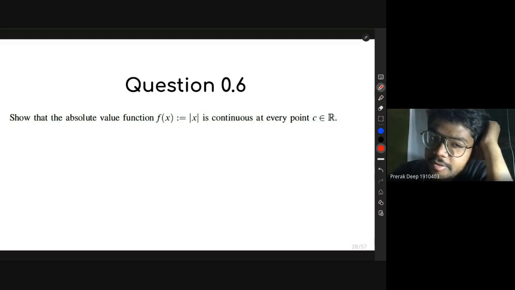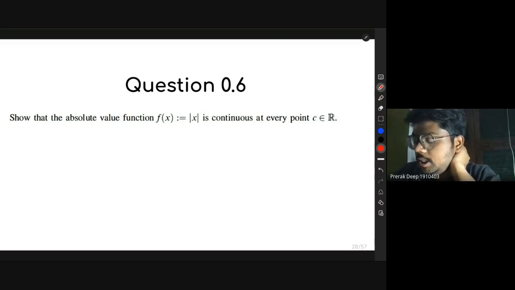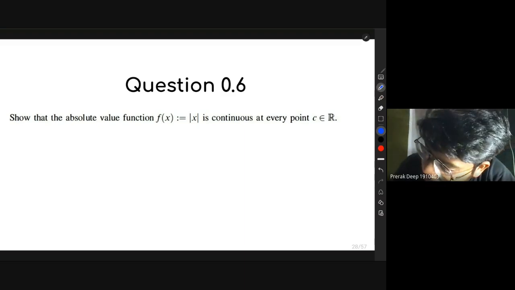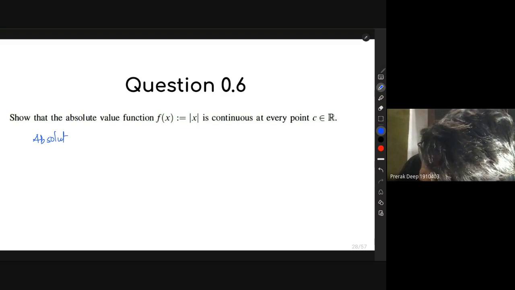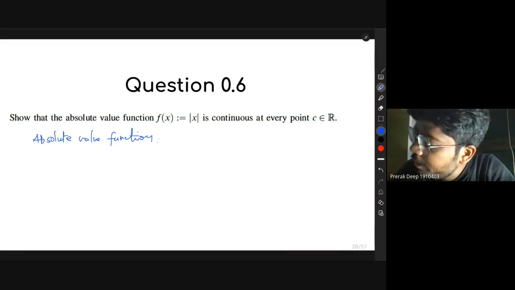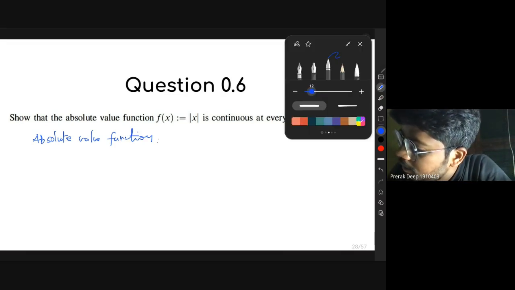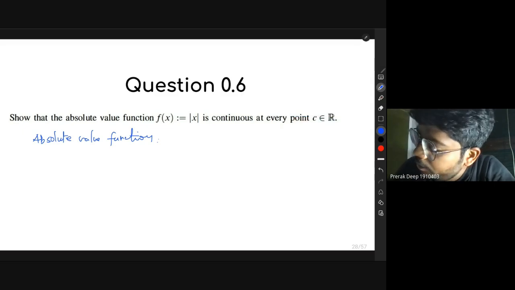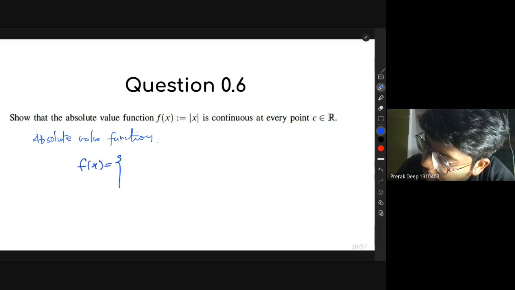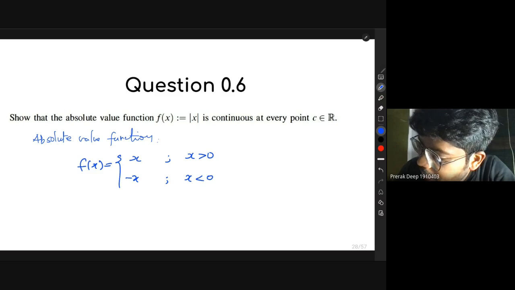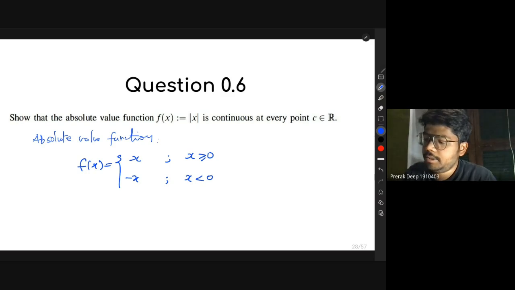Question 6. In this question, you need to prove that the absolute value function is continuous at every point c in R. First of all, let us look at how we define it. f(x) is equal to x if x is positive, and it is equal to minus x if it is negative. So this is how we define it.